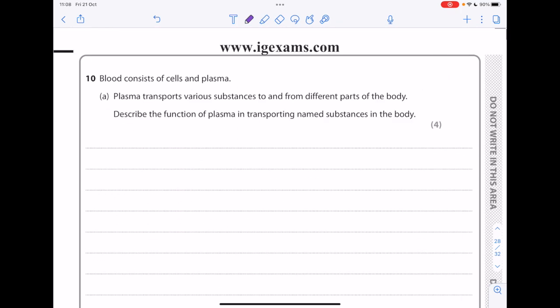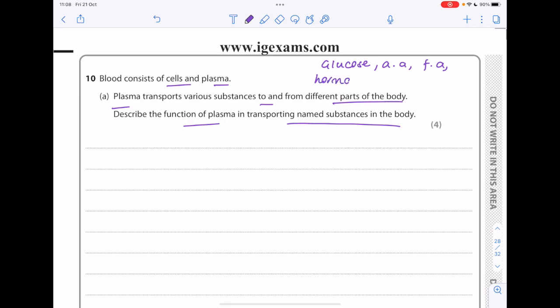Blood consists of cells and plasma. Plasma transports various substances to and from different parts of the body. Describe the function of plasma in transporting named substances in the body. Okay, this is quite a run of difficult questions. So what does the plasma transport? Well, it contains glucose, amino acids, fatty acids, hormones, urea, carbon dioxide, antibodies.